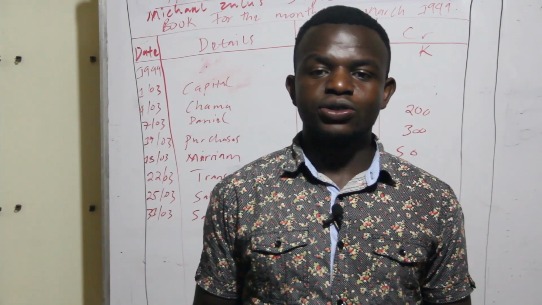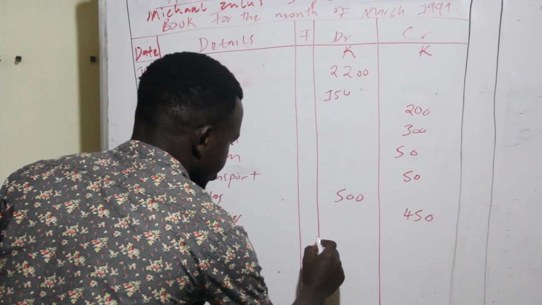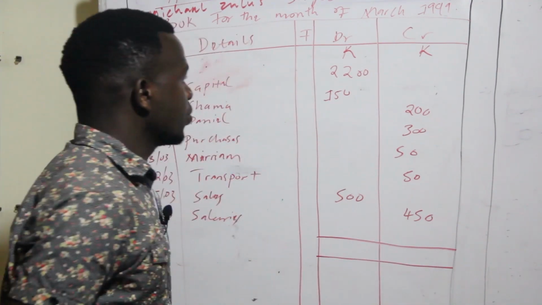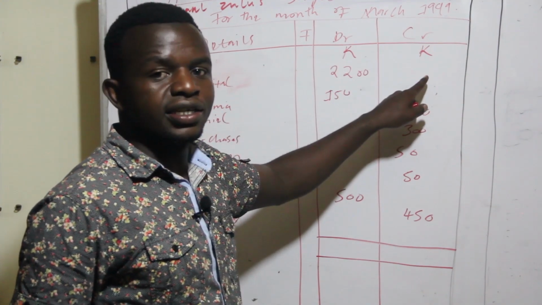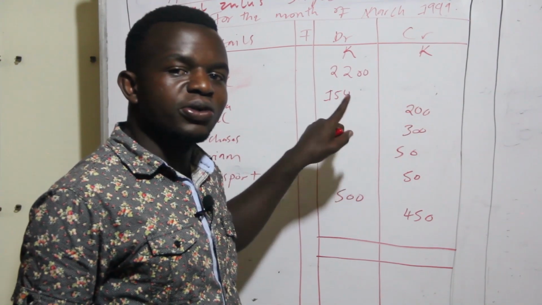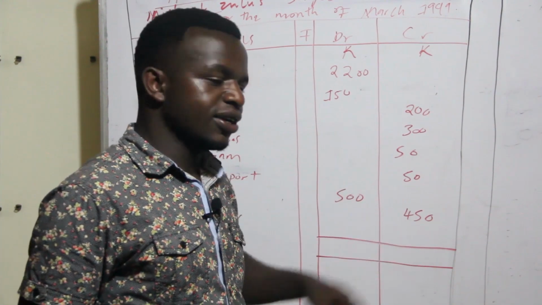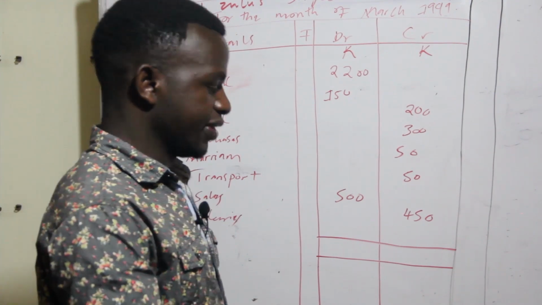We are done recording our transactions. The next thing that we're going to do is to find our totals. How we are going to do it: we add the debit side and the credit side, then the bigger amount we record on both the debit side and the credit side. Let me get my calculator so that I can add these figures.